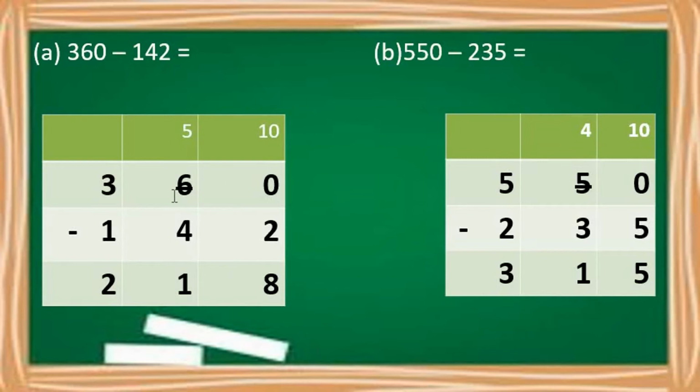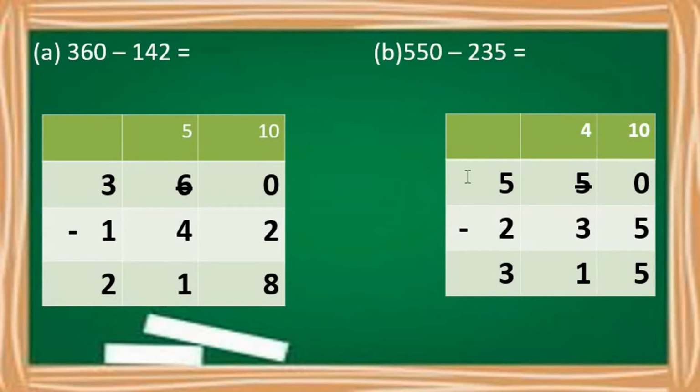Then further, cut the further digit and put the small digit, 5. 5 minus 4. So how many, all students? 1. So I am writing 1 here. Again 3 minus 1, so how many? 2. So the answer is what, all students? 218. Understood, all students?